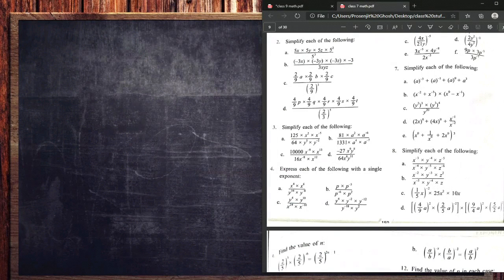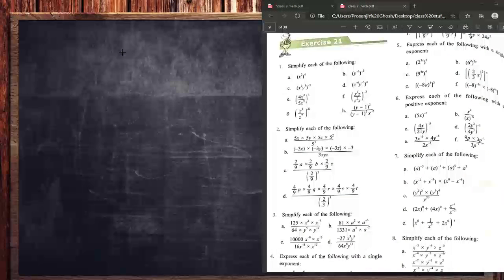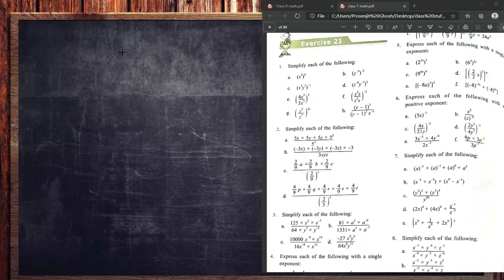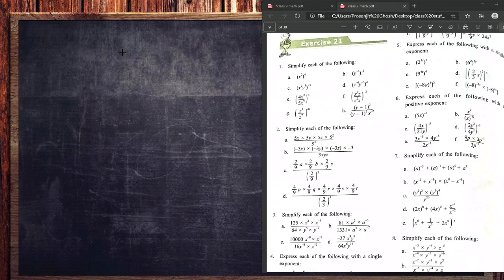Well, hello students, we are back with this new part, that is exercise 21. In this exercise, as you can see, all the exponential expressions are given and we have to complete them in simplified form. Before that, let me explain the exponential parts one by one.